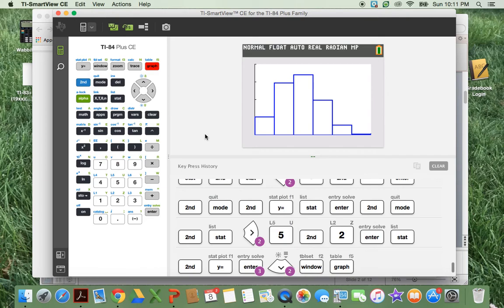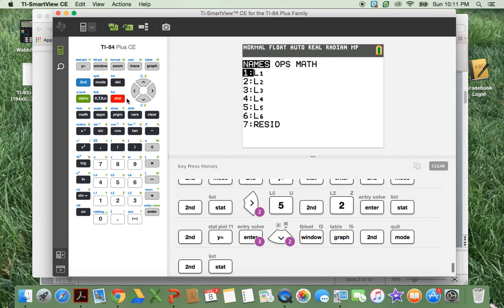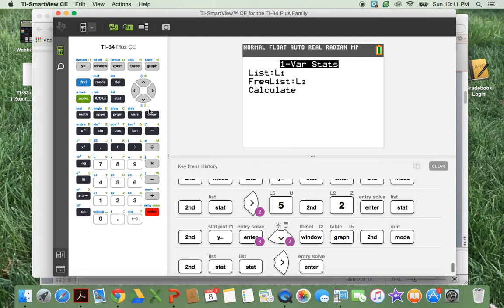So we're going to describe that. If I was looking at that, I'd say it's slightly skewed right. Remember, this is 0, 1, 2. So somewhere in here is going to be our mean, and with this being slightly pulled down this way, we can actually calculate it. We're going to do second, quit, second, stat, calculate, 1-variable statistics, L1, L2, and calculate.